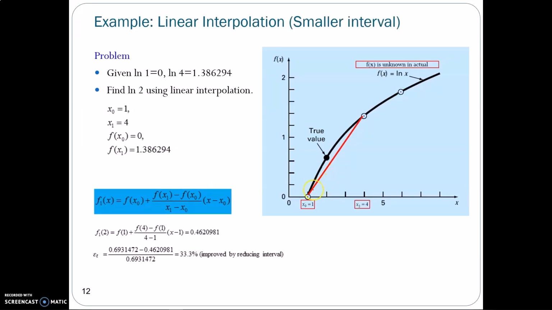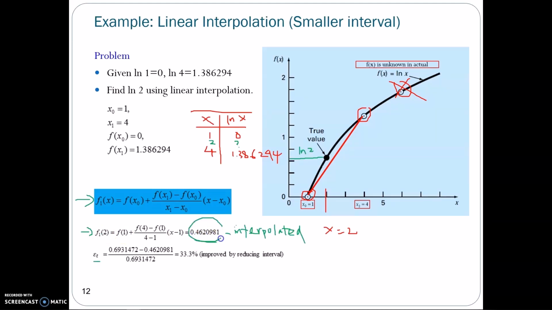To reduce the error, instead of using these 2 points to interpolate the result at x equal to 2 here, in this case, we are using a smaller interval. We do not consider this point, and in this case, we choose a smaller interval. By using the same method, which is the linear interpolation, we can predict the function at point 2 here, and this is the answer, 0.46.